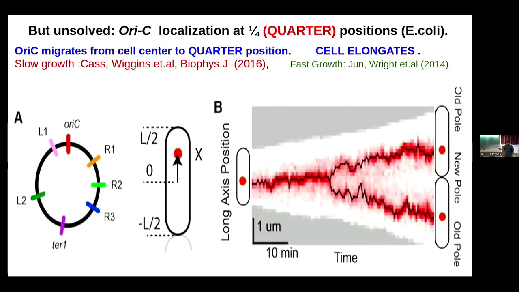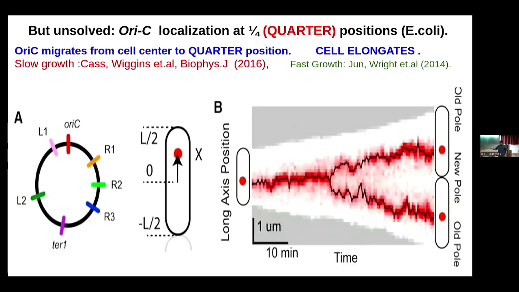So what is seen is that if you mark the point called ORI, and this is the point where replication has begun, here it means that there are already 2 ORIs here because replication has begun. But at least in this picture, in this experiment, they see that the 2 ORIs are basically localized near the center of the cell. This white region is the length of the cell, and the cell length is increasing, doubling as a function of time.